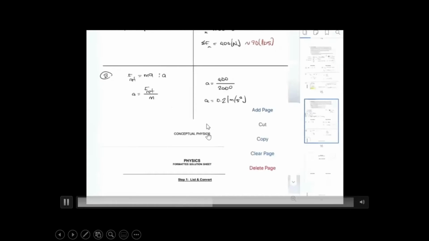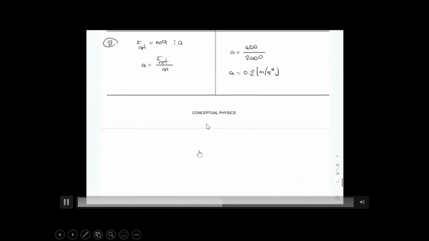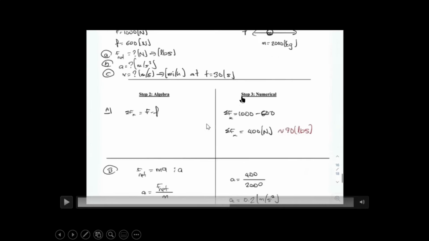And what else? Okay, so the next question is, how fast will the car be moving 30 seconds later? Right, that's the only formula you can use, assuming that the acceleration is constant. You know the acceleration, you know the time, you know the initial speed.